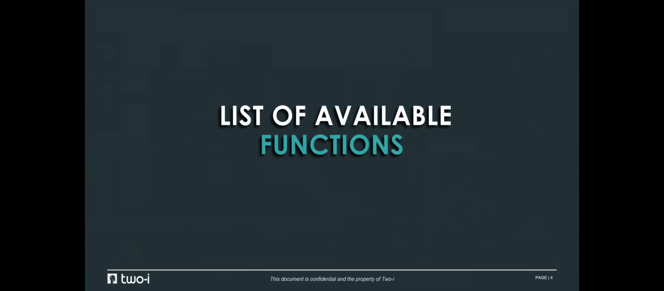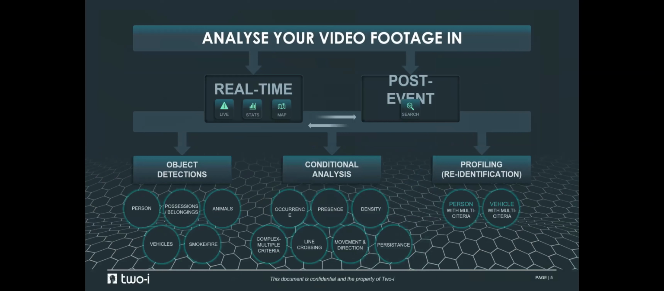The list of available functions we have in the software to create a scenario or an alert is the following. Either you're dealing with real time or you're dealing with post events, but regardless of the section, you have three different main categories. First, you have object detection. You'll be able to choose an object, either a person or belongings like a bag, backpack, and so on. You can have animals as well, different types of vehicles, smoke and fire, as well as weapons.